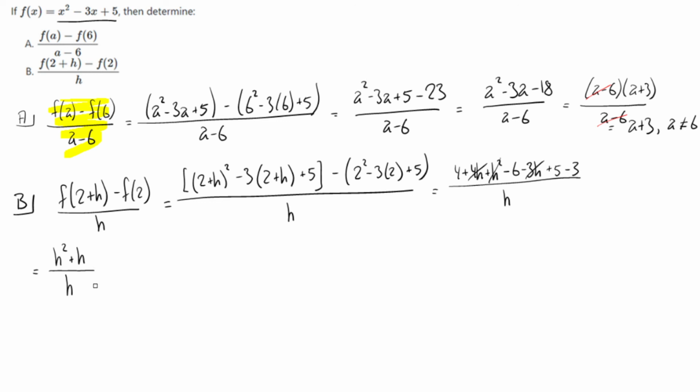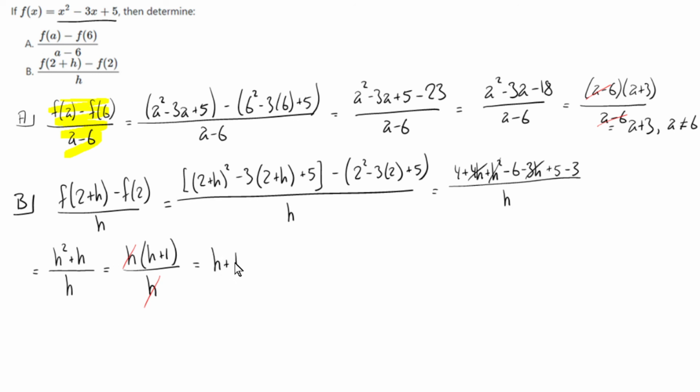Okay, now in the numerator we're able to factor out an h, a greatest common factor h, which leaves us with h times h plus 1. And then the h's in the numerator and denominator cancel, and we're left with h plus 1.